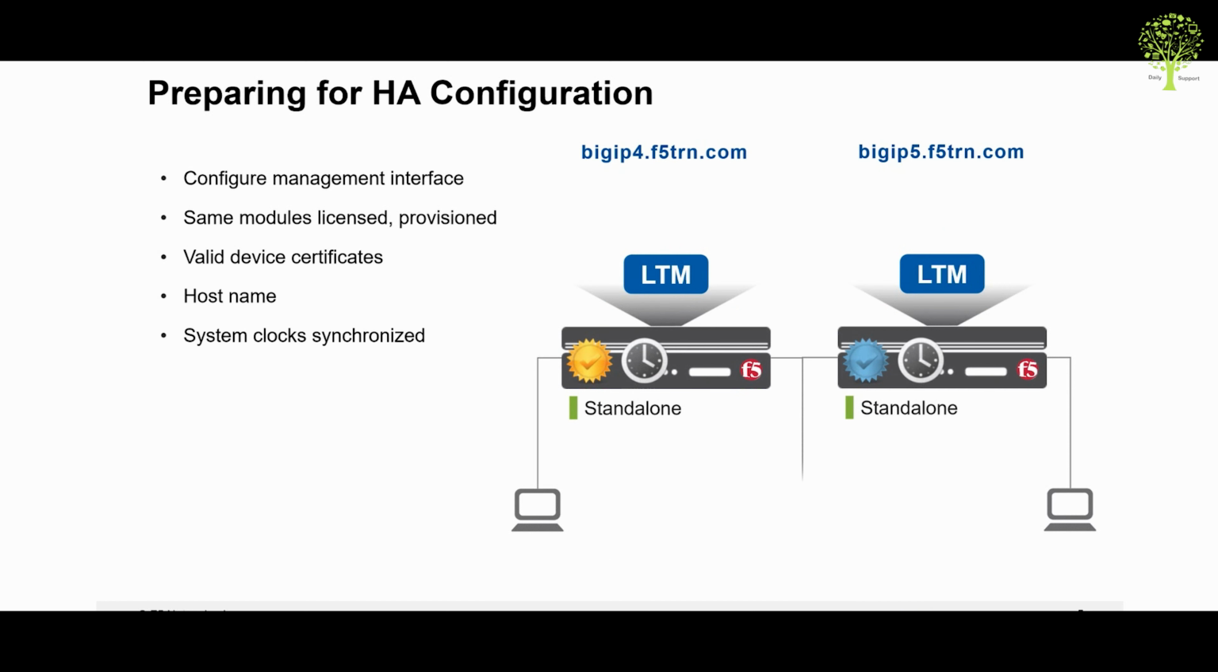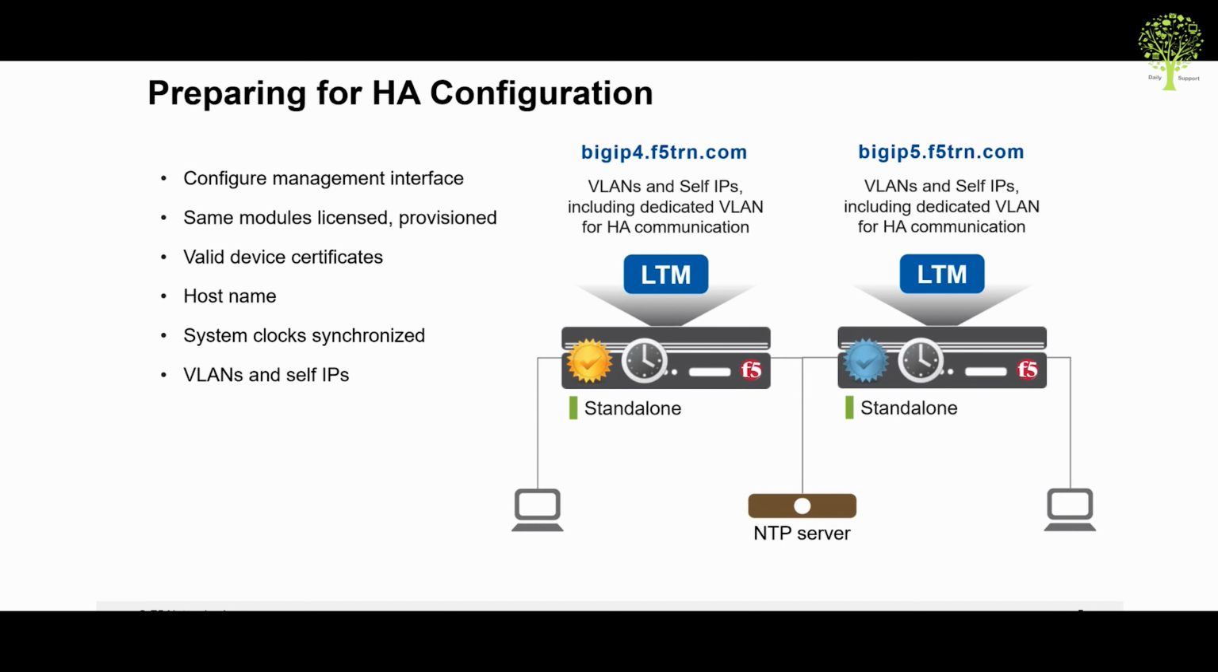You must synchronize the system clocks between the two systems and set the appropriate time zone. F5 recommends that you use an NTP server to do this. A discrepancy of anything more than a minute can cause the pairing process and ongoing device group operation to fail. You should configure the networks on both BIG-IP systems, including VLANs and self-IPs. F5 recommends configuring a dedicated VLAN for HA communication, and both systems must be configured on the same HA VLAN.